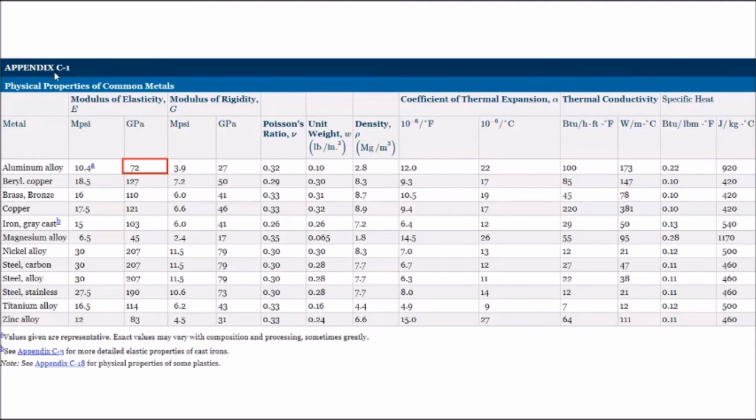So here's Appendix C1 in the back of our book, the physical properties of common metals. So we can take a look at all the metals we have here. We come down till we see what we have given our problem statement. We're dealing with aluminum here. We're looking for our modulus of elasticity. We're in units of pascals here, so we have 72 gigapascals for our value for the modulus of elasticity of our aluminum shaft.